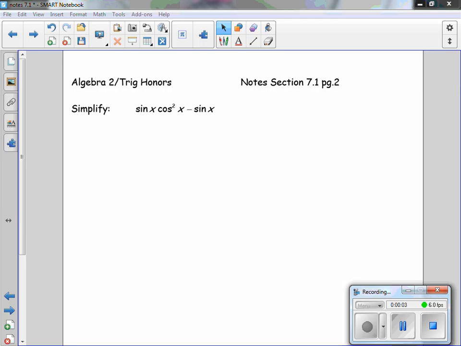Okay, so for this problem, what do those terms have in common? Both have a sine x. So if they both have sine x in common, what can we do? Not cancel them out, but no. It starts with f. Factor. So we can factor out a sine x.